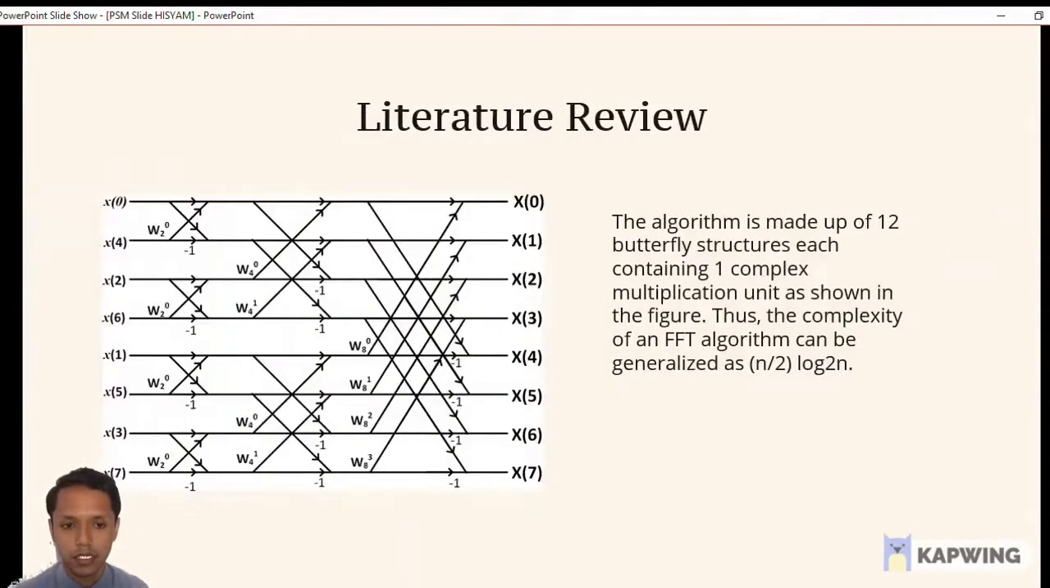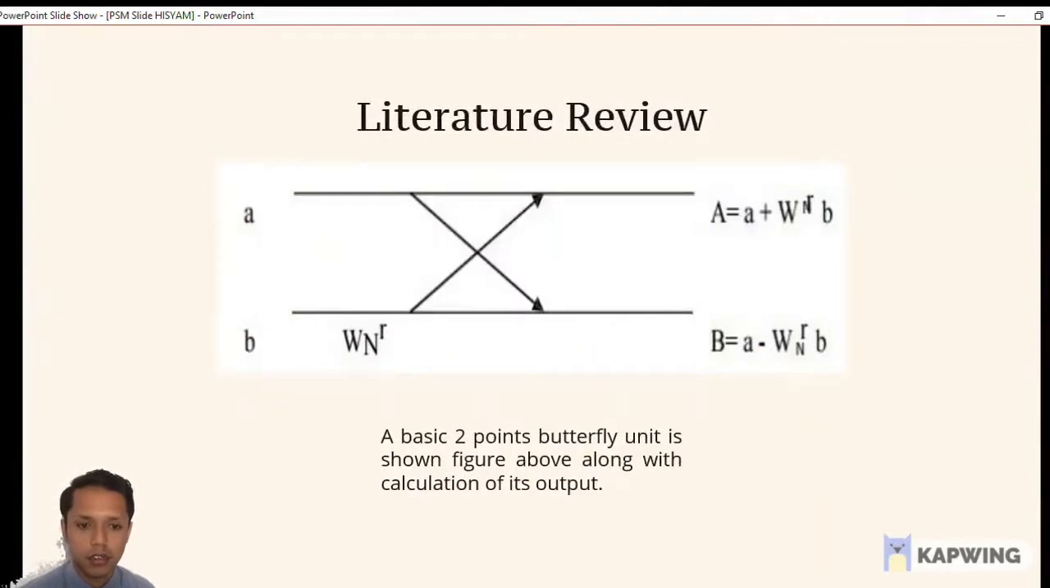Okay, we go a little deeper. The algorithm is made up of butterfly structures, each containing one complex multiplication unit as shown in the figure. Thus, the complexity of an FFT algorithm can be generalized as N over 2 log N. Okay, we go to the basic butterfly. A basic 2-point butterfly unit is shown in the figure above along with the calculation of its output. As you can see, the inputs are A and B, and the outputs are A plus W and B, and for the second output, A minus W and B.